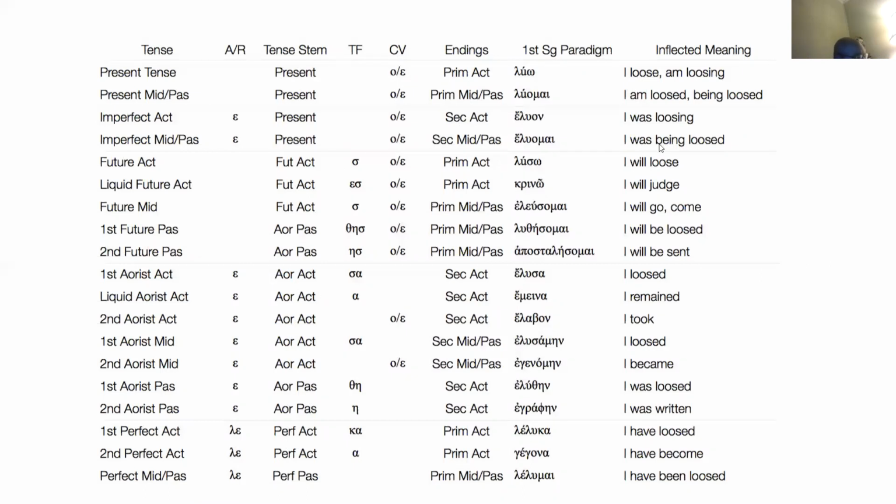I put this here predominantly for the helping words, because it helps us, if you go back and look, in the past, I was loosing. In the middle passive, I was being loosed. The past tense is shown in the verb here, loosed, but the ongoing past tense, was being loosed, is shown there. If the perfect, I have loosed or I have become. So these help you just to recognize what helping words to use in our English translations. They're not the only helping words, but they are a good start.